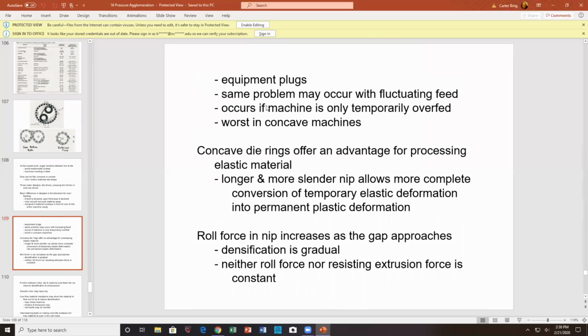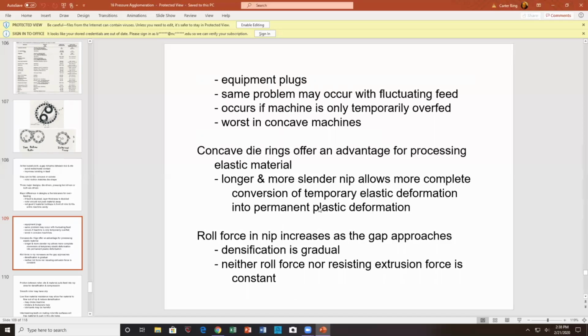Equipment can plug. The same problem occurs when you have fluctuating feed, or if the machine is only temporarily overfed. Worst in concave machines. Concave die rings offer an advantage for processing elastic material. A longer and more slender nip allows more complete conversion of temporary elastic deformations into permanent plastic deformations.